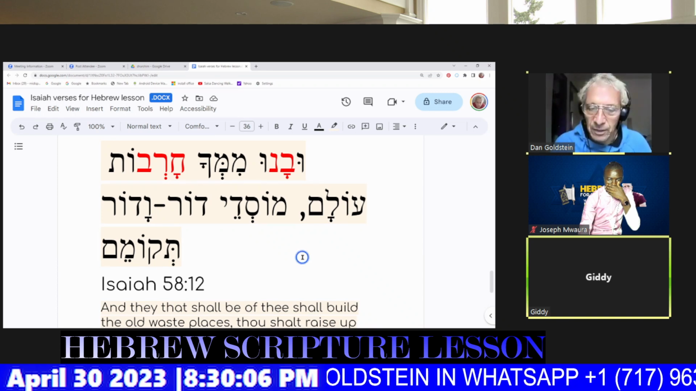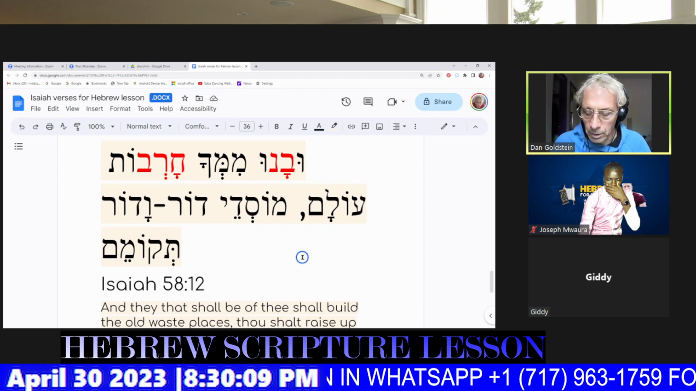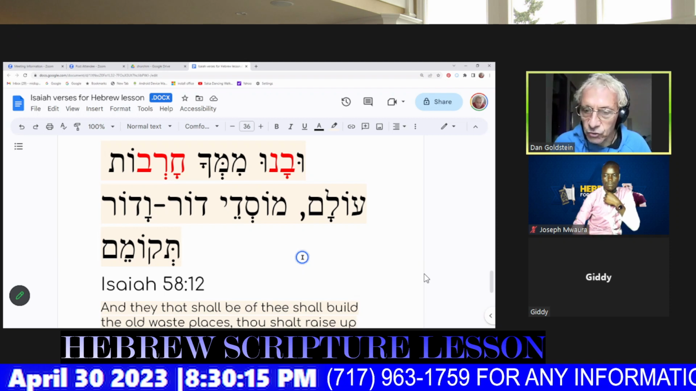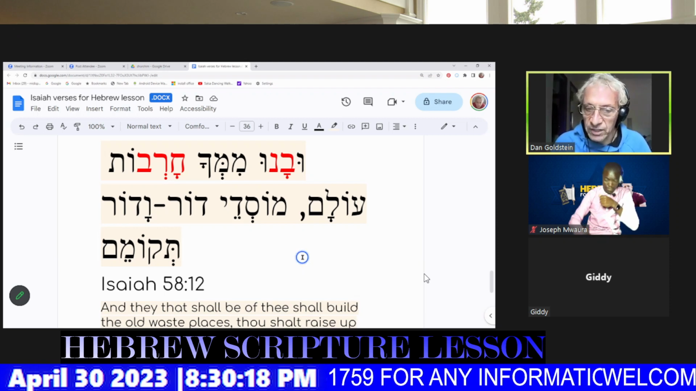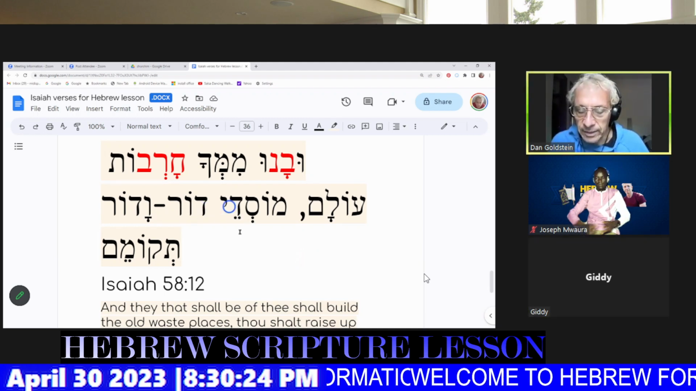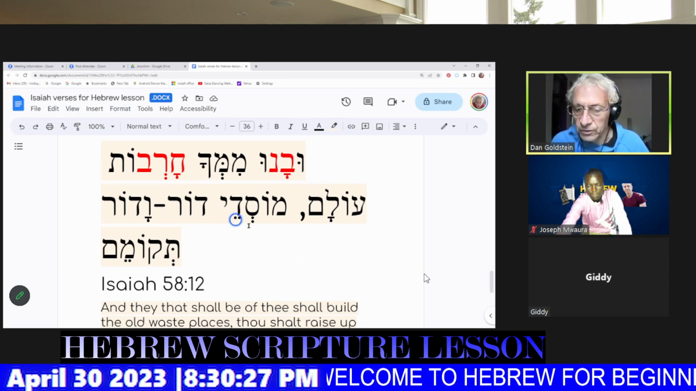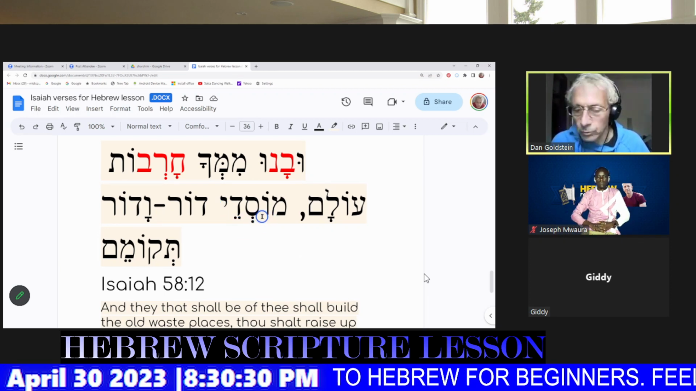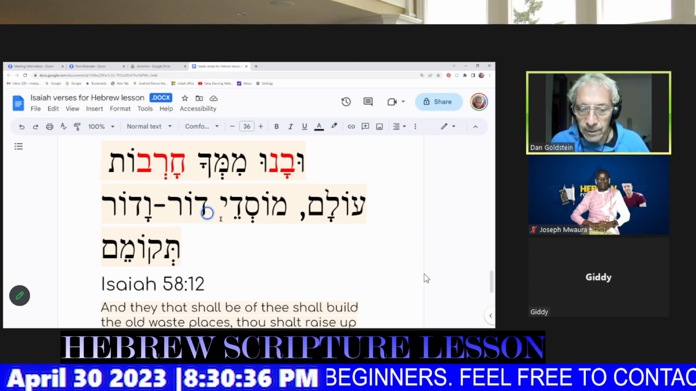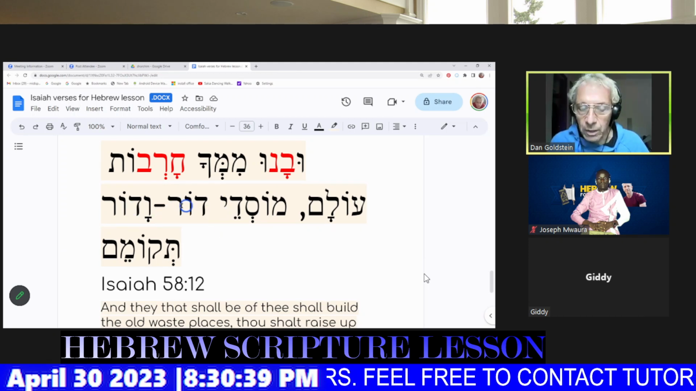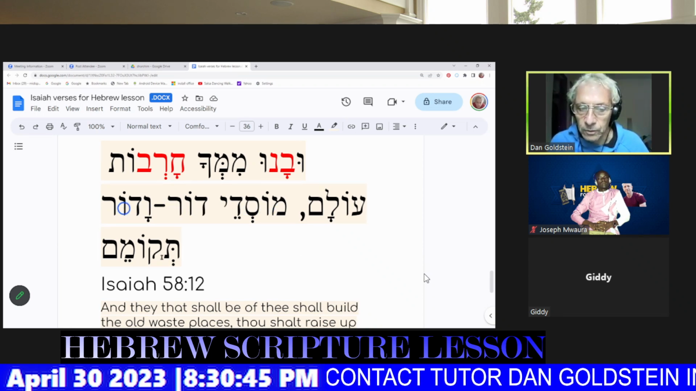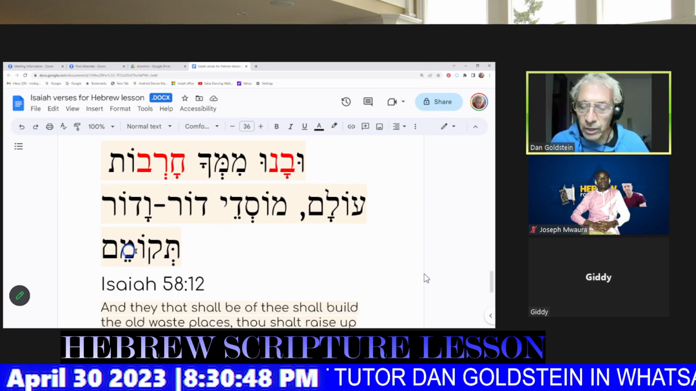So here's another example of a verb, to found or to establish, changing into a noun. So mosdei is the established places. And again, the Tserei Yud is an indicator of possession, plural possession. So we know we're talking about mosdot or mosdim. We're talking about the established places of dor vador, of each generation. The established places, the founded places of each generation, tekomem, they shall be raised up.